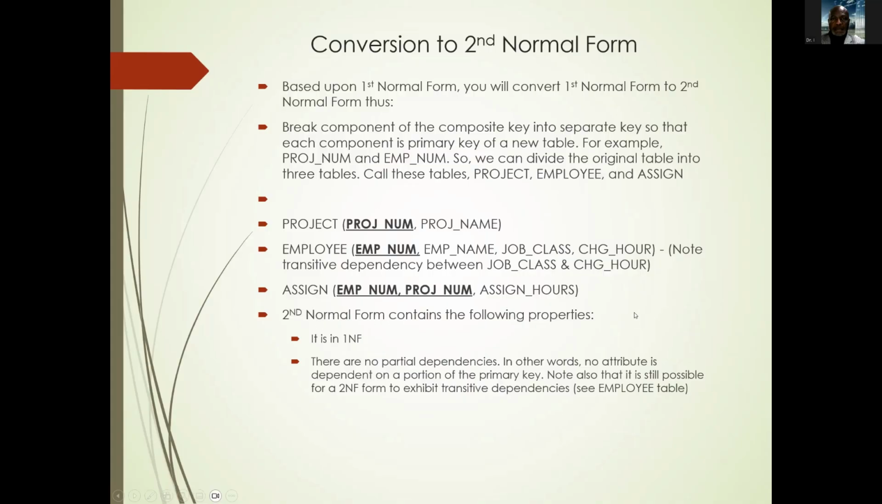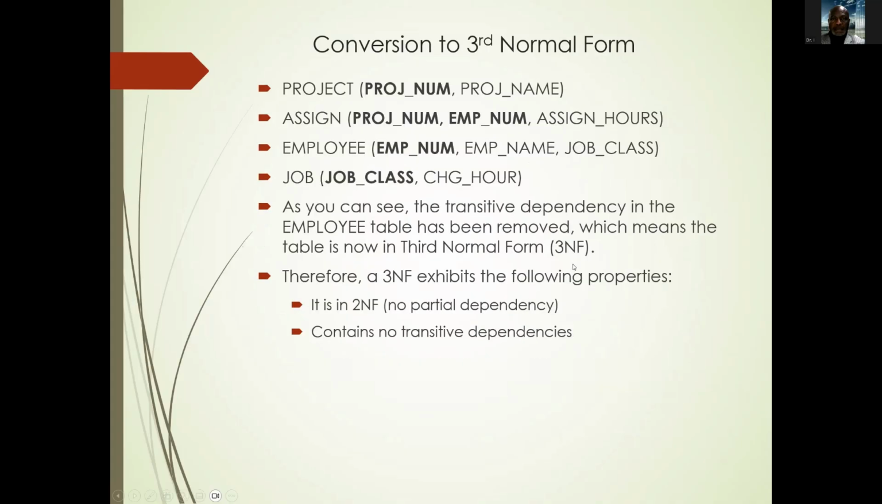So the second normal form now contains the following properties. It's still in first normal form. There are no partial dependencies. Definitely we have removed that, where a column depends on only part of a key. So no attribute is dependent on a portion of a primary key. But note also that it's still possible for a second normal form table to exhibit transitive dependency, right? Remember I mentioned the job class and charge hour depend on each other. If you know the charge hour, you can know the job class and vice versa. So what we do then is go to the next one.